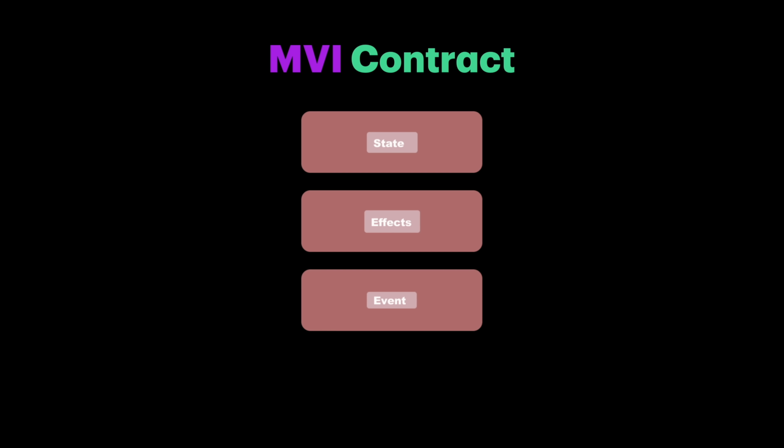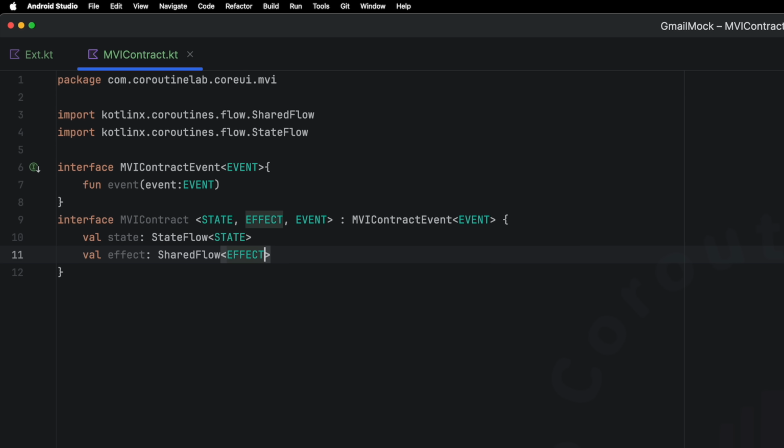Events are the user interactions with the UI, such as button clicks or gestures. These are sent to the view model, where they are processed and transformed into either a new UI state or trigger an effect.